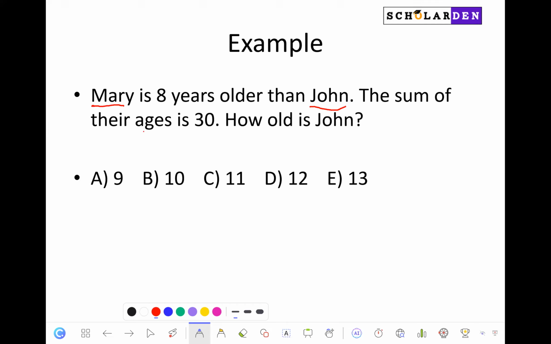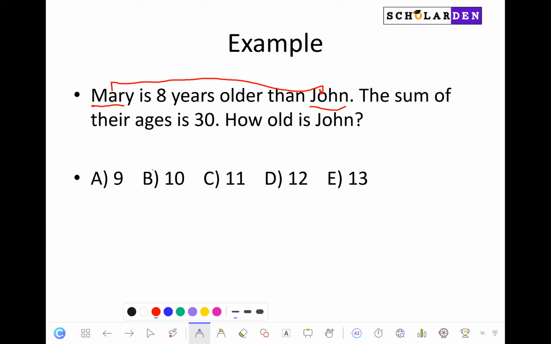And then the first statement indicates that Mary is 8 years older than John. So there is a difference in age of 8 years between Mary and John. And this also tells us that Mary is the older one. So if we were to subtract John's age from Mary's age, the result would be 8, right? Or if we were to add 8, this value, to John's age, we would get Mary's age, okay?